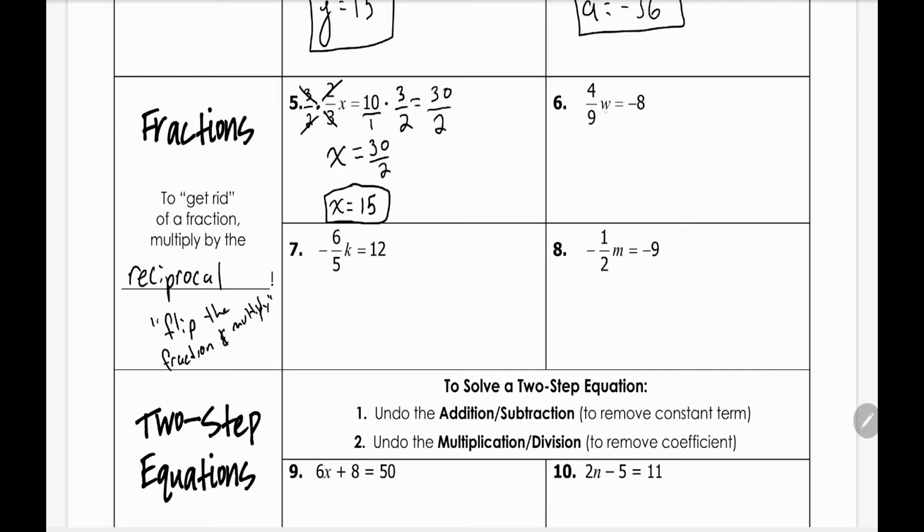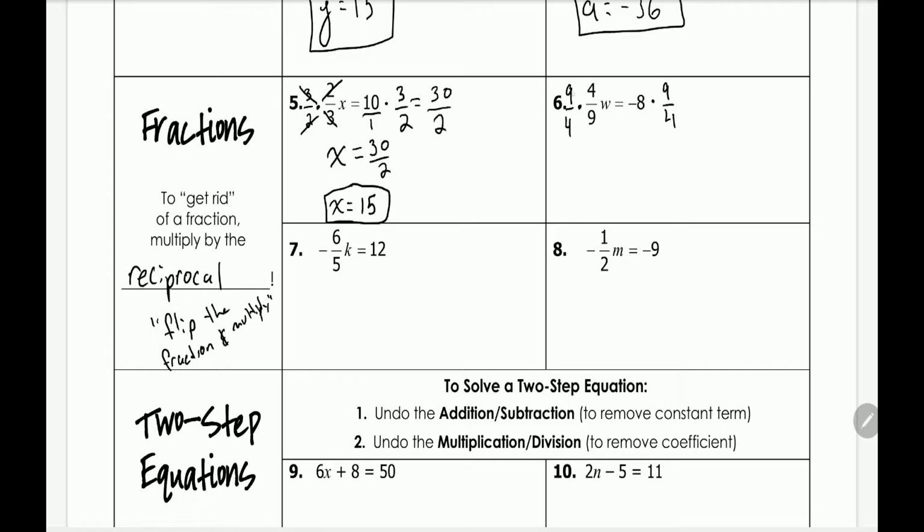We have 4/9 w is equal to negative 8. So we have to get rid of this fraction. The way we can do that is we multiply by the reciprocal. So we're going to multiply by the reciprocal. The reciprocal for 4/9 is 9/4, and we're multiplying. We have to do that on the other side as well.